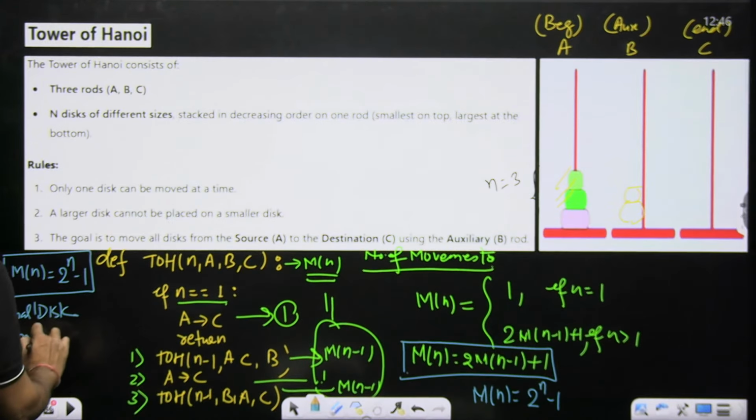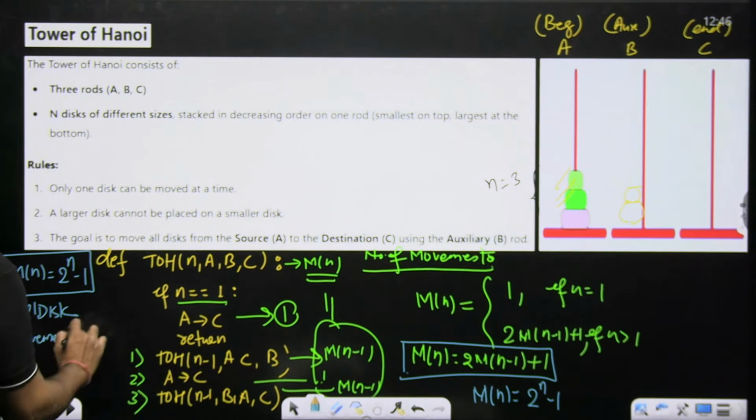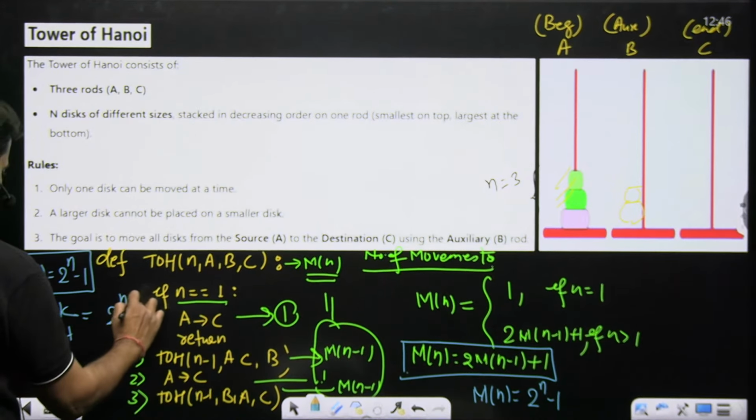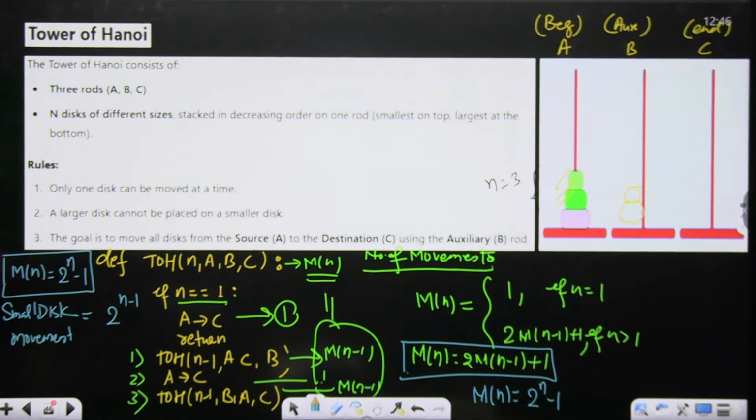How many times does the small disk move? It is 2 to the power n minus 1 in the upper part of the exponent. Understood?